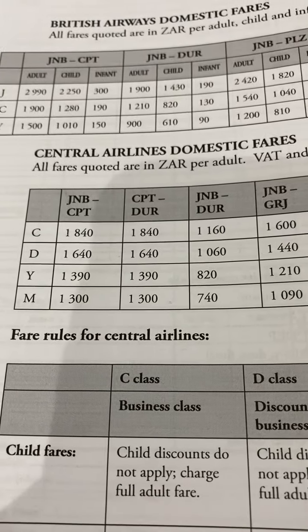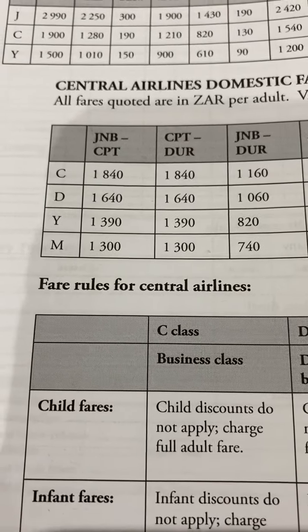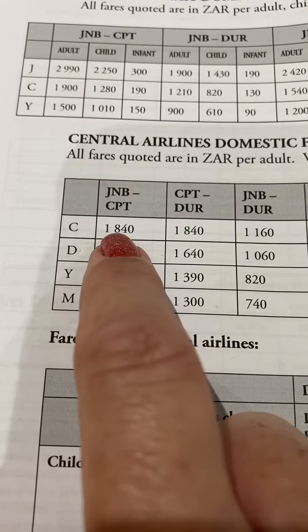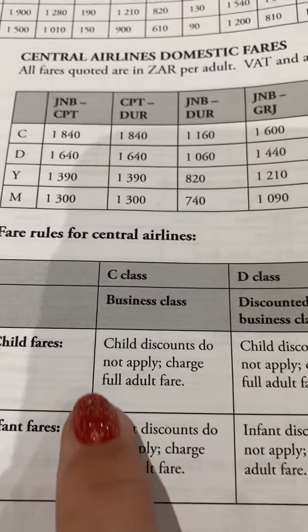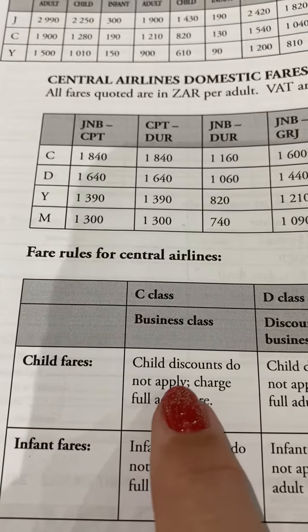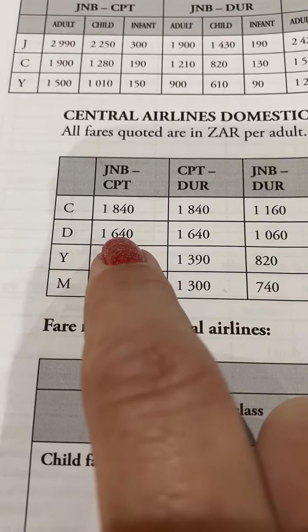Students, we ended off with Central Airlines. My question was, what would a child pay in C class? The adult was 1840. What will the child pay? If we go to child's fare under C class, they tell you there's no discounts, the same as if you were traveling in D class.